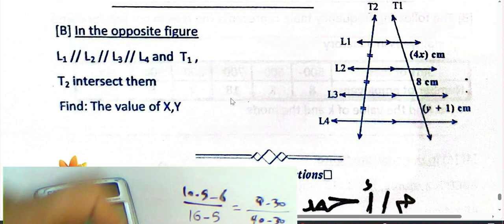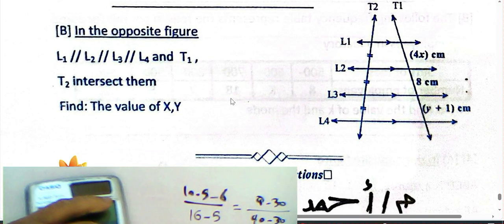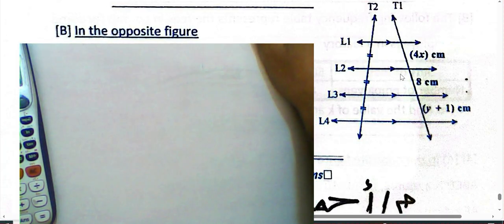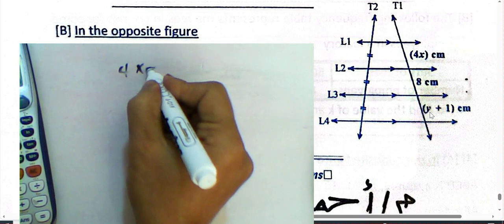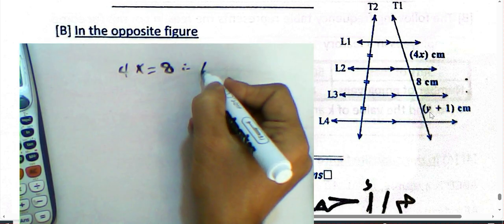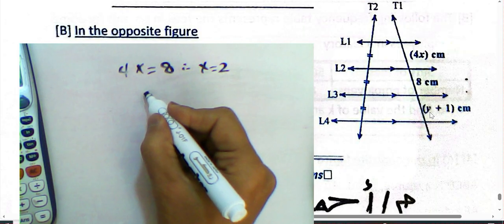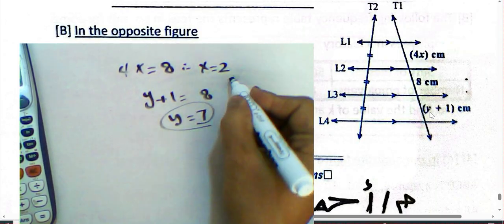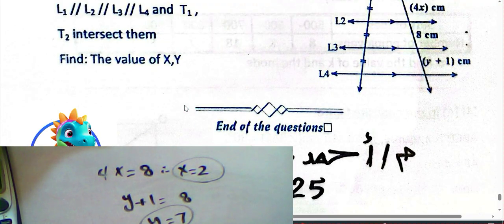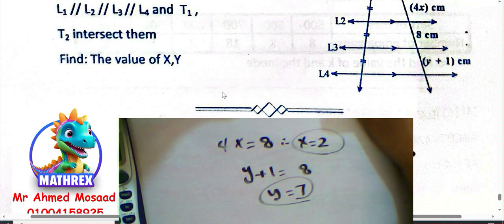Next question, you want to find the value of x and y. Look with me here at this question. You want x and y. We have 3 equal parts. Then 4x will be equivalent to 8, then the value of x equals 2. And y plus 1 will be equal to 8, so the value of y equals 7. We have x equals 2 and y equals 7. This is the question. We finished all the questions now.